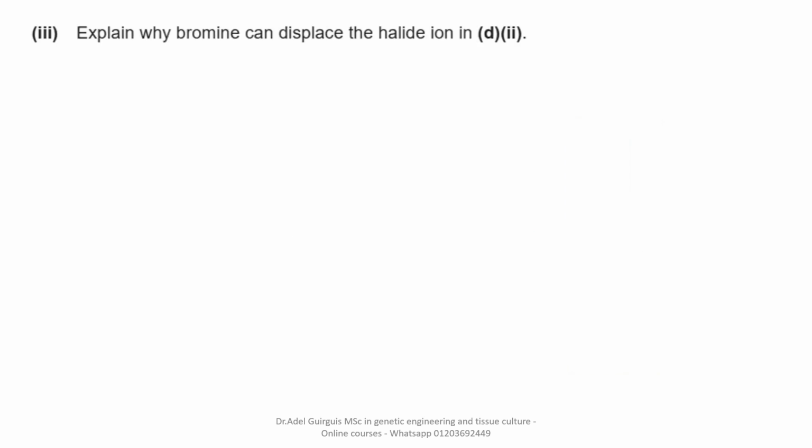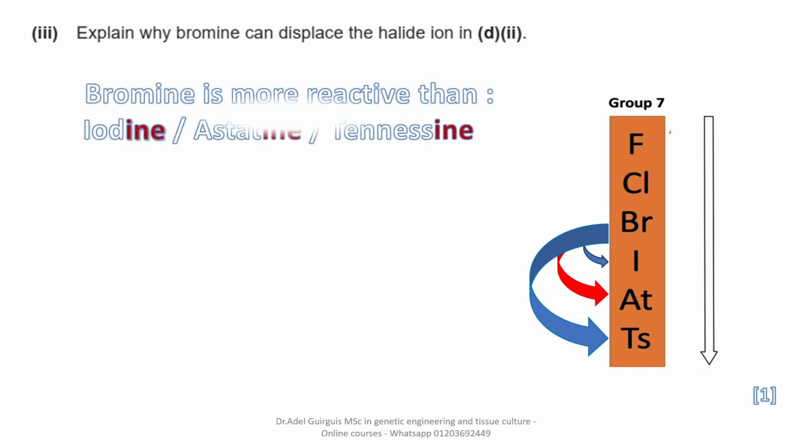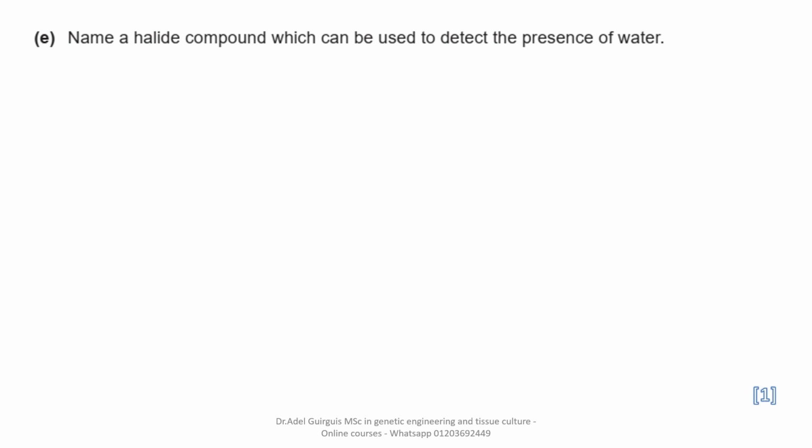But why? Explain why bromine can displace the halide ion in D2. Look at the same figure. Bromine lies above I, At, and Ts. As it lies above each one of them, it is more reactive than iodine, astatine, and tennessine. Name a halide compound which can be used to detect the presence of water.